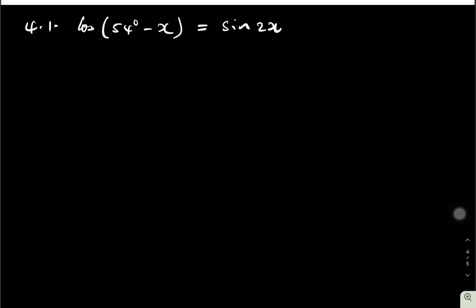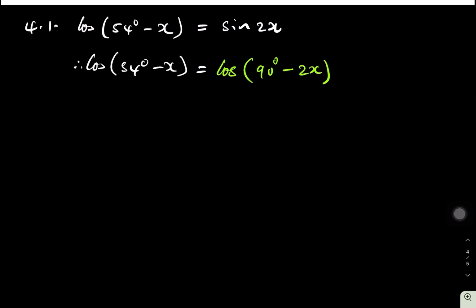Pay attention. I'm going to have cos of 54 degrees minus x equals. The way I'm going to rewrite sine of 2x, I'm going to apply the co-functions identity to say that this part here is the same as cos of 90 degrees minus 2x. It's the same thing. Think about it. This is 90 minus, which means we are in the first quadrant where everything is positive. So basically, this is the same as sine of 2x.